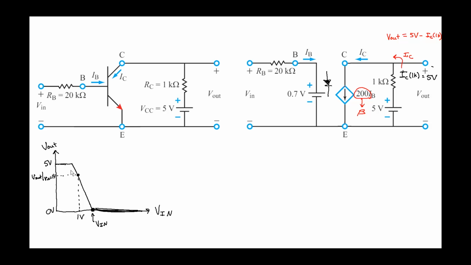Hopefully you can see how this is an inverter. For low Vin, we have high Vout, and for high Vin, we have low Vout. It's as if we're inverting the level of the input voltage. However, there is this transition region. This transition region can be useful depending on your application, but if you wanted to use this circuit as a digital logic circuit, then it's important for you to stay within these well-defined regions.